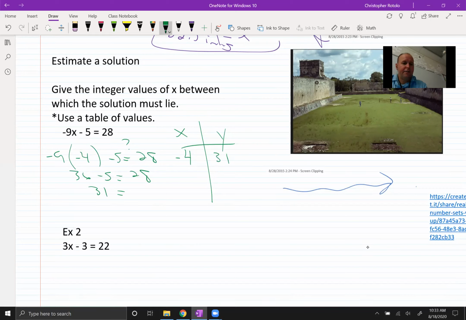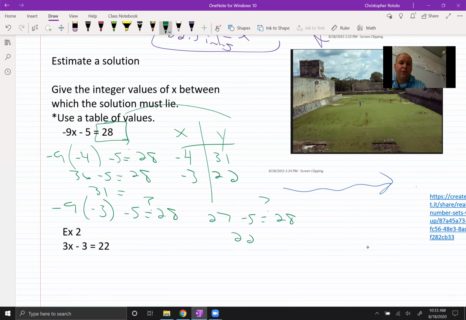What if I try negative 3 then? Negative 9 times negative 3 minus 5 equals 28, question mark. So that's 27 minus 5, that's 22. So negative 3 gave me 22. So where does 28 fall? It falls in between those two, right? So that means I want to be in between negative 3 and negative 4.